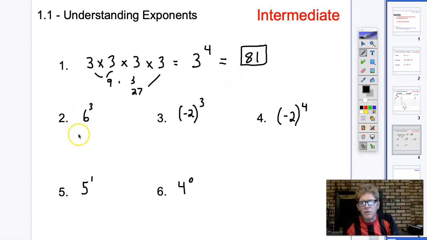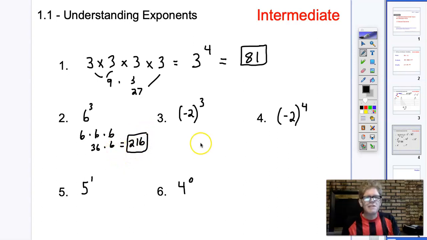Let's take a look at another example. 6 to the 3rd. Well, we can punch that in our calculator, I suppose, but we're not using our calculators yet. So 6 times 6 times 6. 6 times 6 is 36. Times 6 is actually 216. 216, and you can multiply that out for yourself to prove me right or prove me wrong. Let's take a look at some that are a tiny bit more complicated.